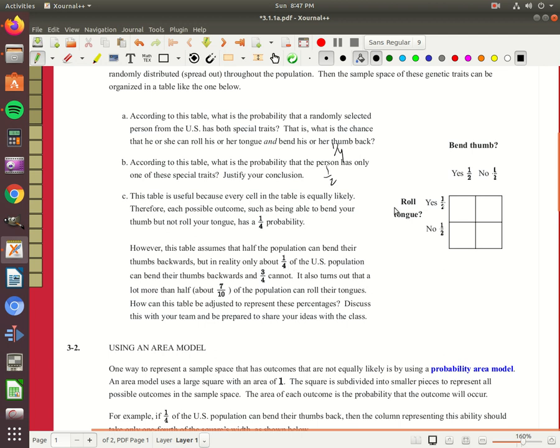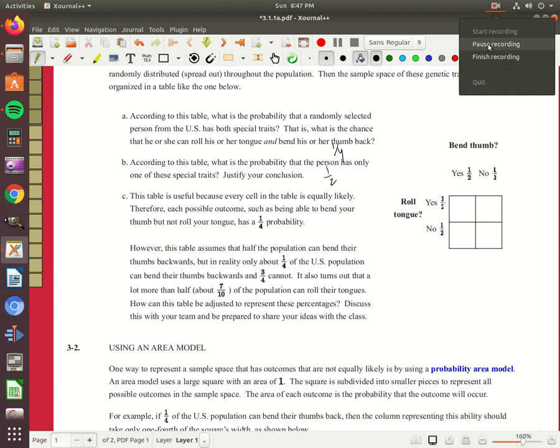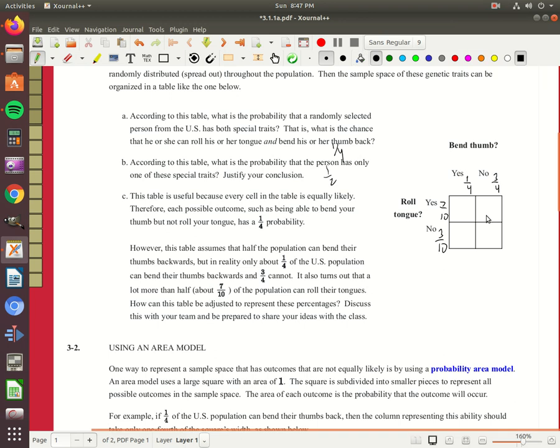Oh, what happened? I thought I erased everything. Let me pause this and erase this stuff. Well, it reflects the numbers they gave us. 1 in 4 can bend their thumb, 3 in 4 can't. 7 in 10 can roll their tongue, 3 in 10 can't. I'm still going to do the same thing. So it's going to be 7 out of 40 here. It's going to be 21 out of 40 here.